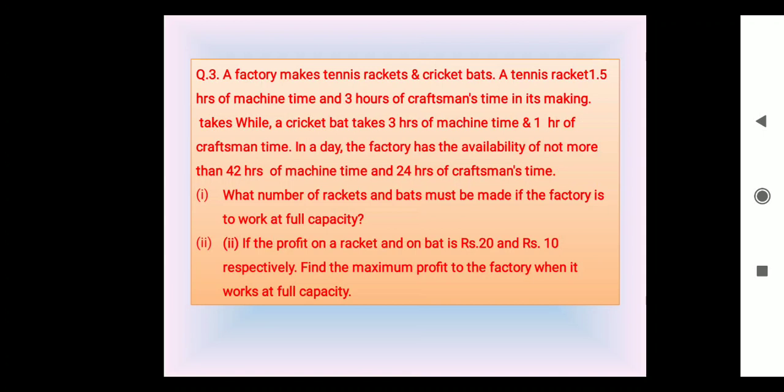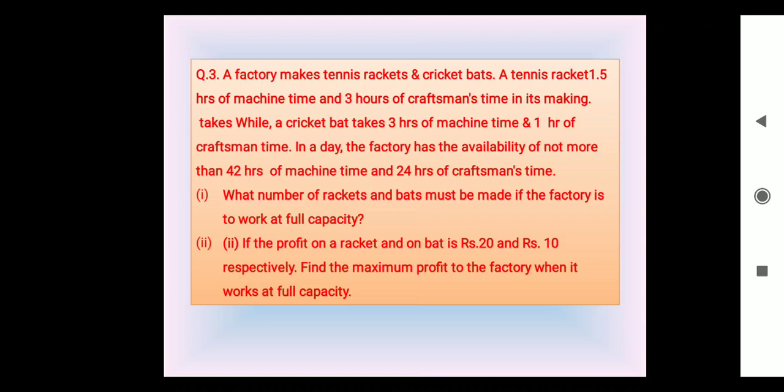The first one is, what number of rackets and bats must be made if the factory is to work at full capacity? The second question is, if the profit on a racket and on a bat is rupees 20 and rupees 10 respectively, find the maximum profit to the factory when it works at full capacity.